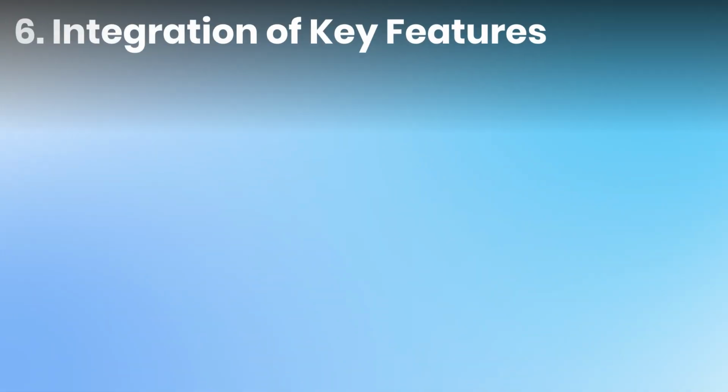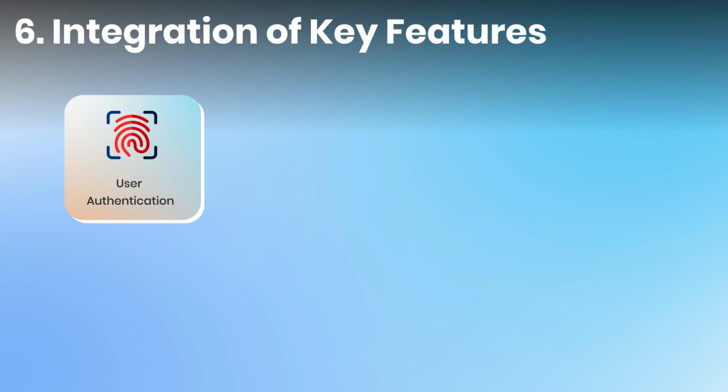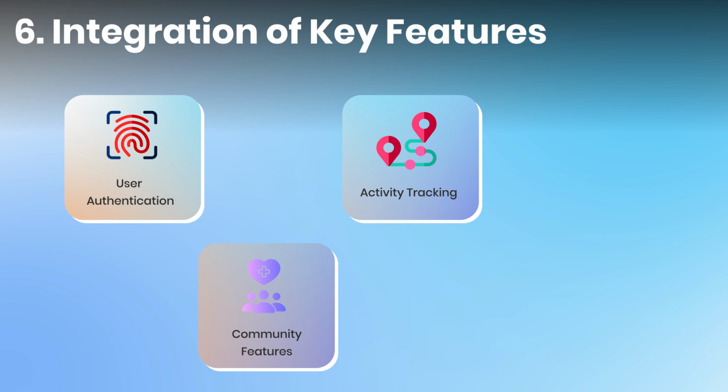Step number 6 is integration of the key features. Here, you can pick user authentication, secure login via OTP, biometrics, or OAuth. Think of it as the security system of your house. Activity tracking. Allow users to track their workouts, games, or events. It's like a fitness tracker that helps users monitor their performance. Community features. Enable users to join groups, post updates, and chat with other members. This is similar to social media, fostering engagement and interaction. And then there are notifications. Inform users about upcoming events, new messages, or activity milestones. Think of this as reminders, keeping users informed and engaged.